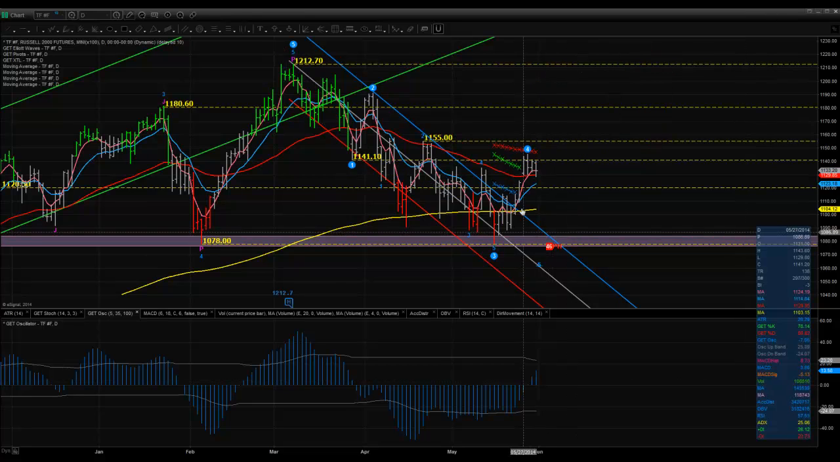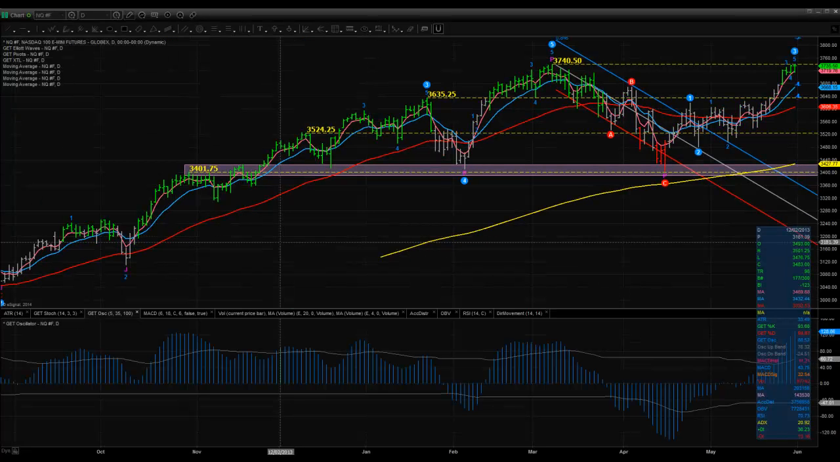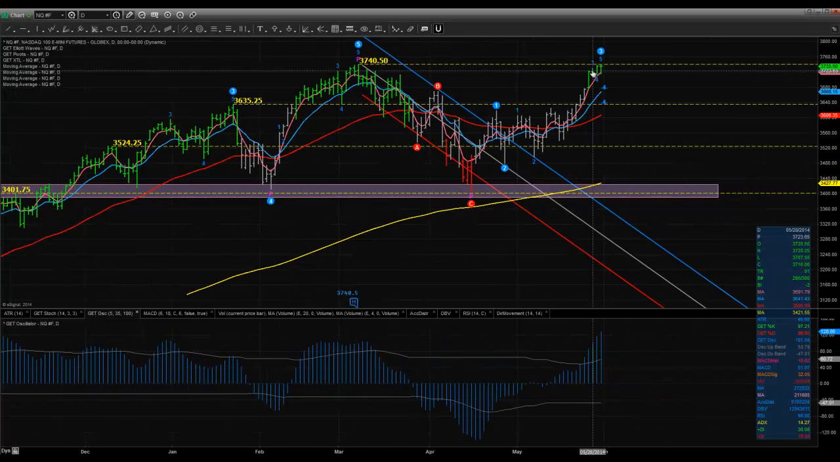So now just remember this chart in your mind. This is the Russell. Again, I'm going to put Nasdaq back up. You can see here with Nasdaq how we are back up to the pivot high again, right? That's where we are with Nasdaq.